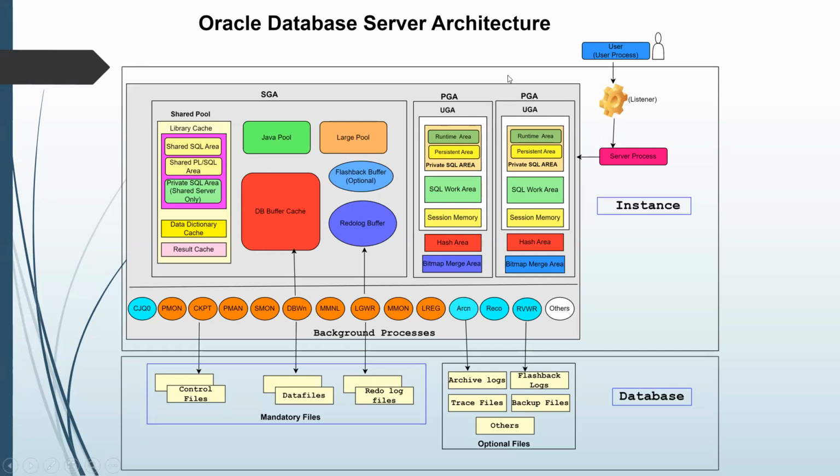Now, in this diagram, there is another PGA, and all the components inside that PGA are exactly similar. It means that whatever the number of users connected to the database instance, all of them will have their own dedicated PGA. So for every server process, there will be a dedicated PGA present inside the instance. Clear with that?